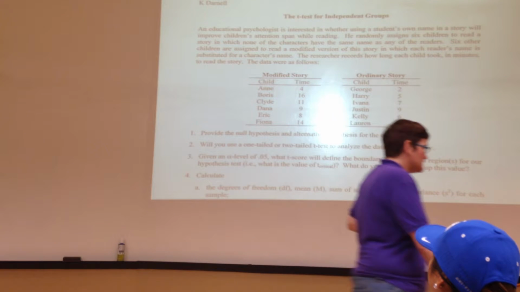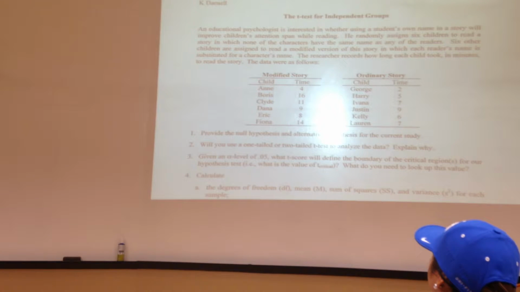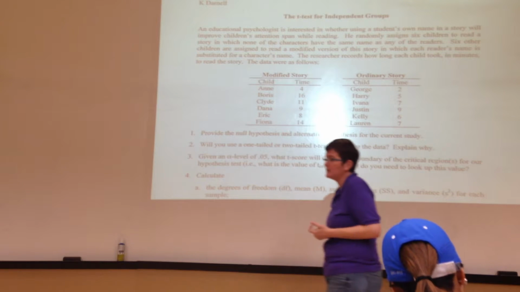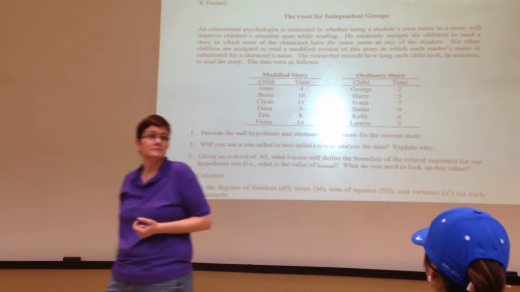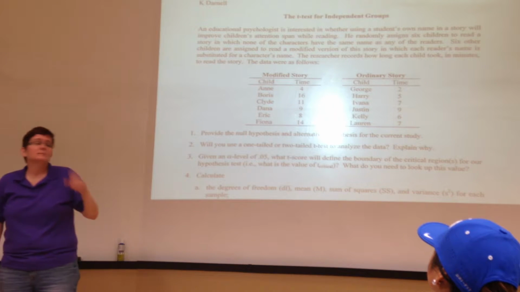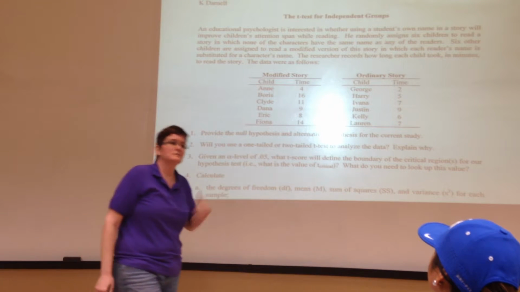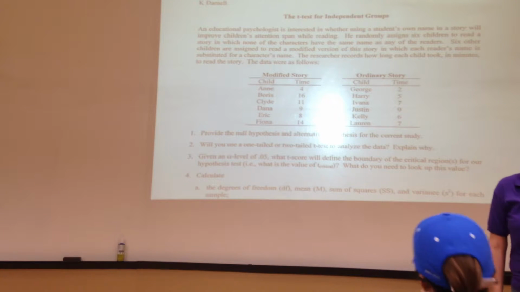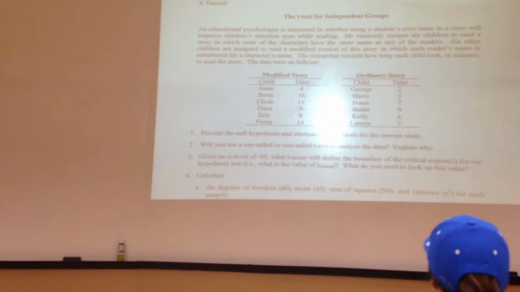All right. So he's going to have one group of kids read a story where all the characters' names match up with the kids in that sample. So the kids who read that modified story are Anne, Boris, Clyde, Dana, Eric, and Fiona, and those are the names of the characters in the book. And who knows, Anne might be a polar bear, and Boris might be a penguin, who knows? We don't know anything about the story, just that every kid in that sample has a character in the story with the same name.